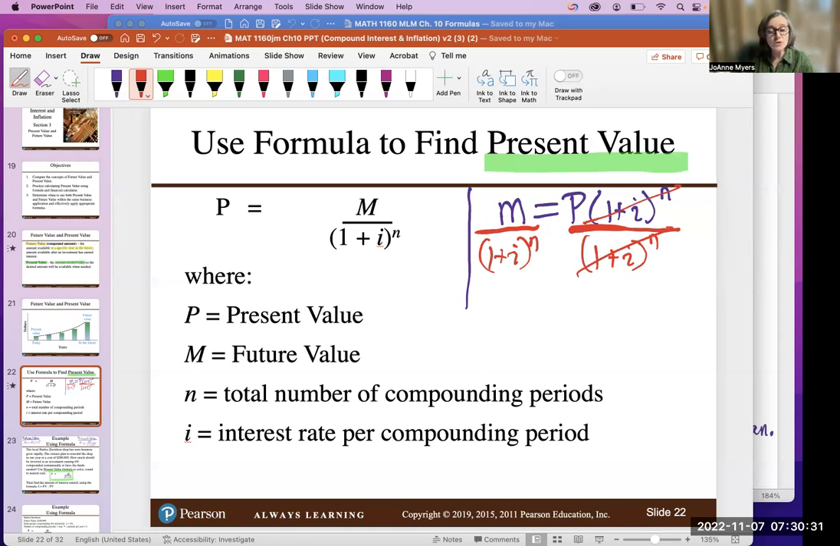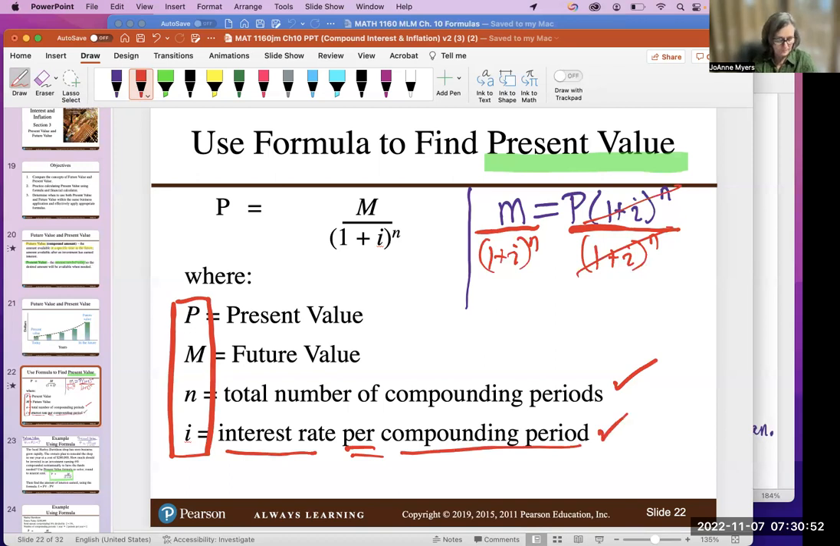You can memorize 2 separate equations, or you can memorize 1 equation and remember some basic algebra of multiplying or dividing the same thing to both sides of an equation. Again, we've gone over what these values mean. N is the total number of compounding periods, and I is the interest rate per compounding period.